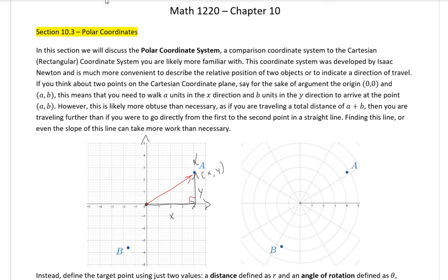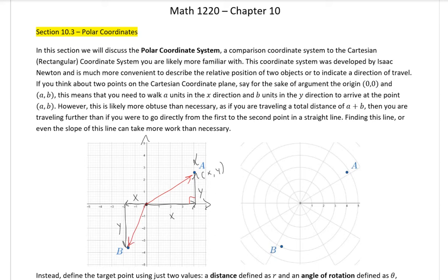The same is also true if I had this point B. This would be defined as some x direction negatively and then some y direction negatively, and that gets me over to my point B. But again, what I really just need to do is start at the origin, face the direction that B is, and walk a certain distance away.